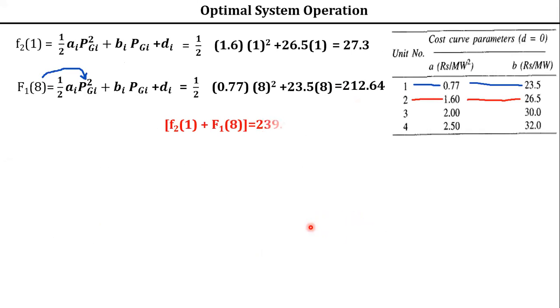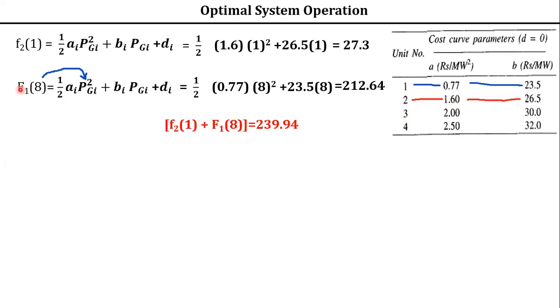Now the doubt Saksham has asked: why are these AI, BI values different for small f and capital F? See, Saksham, focus on this unit. For small f, it is unit 2. So what are the coefficients for unit 2? AI and BI, these are the values, the red line I have shown. For unit 2, A is 1.6 and B is 26.5. That's what we have taken.